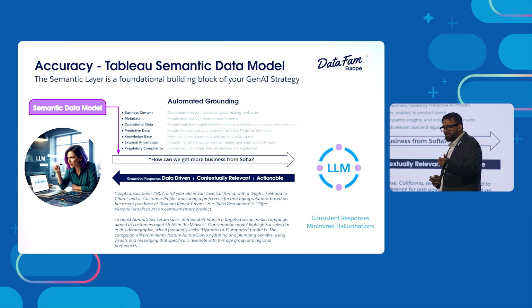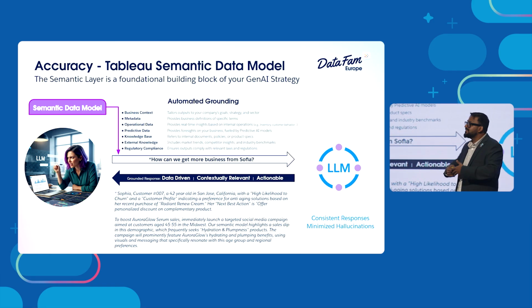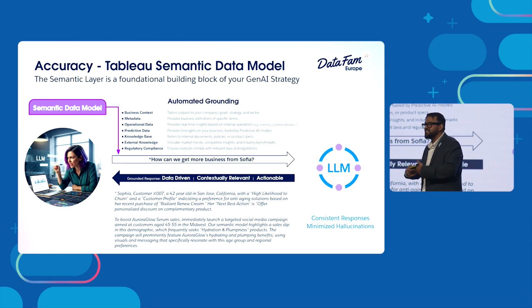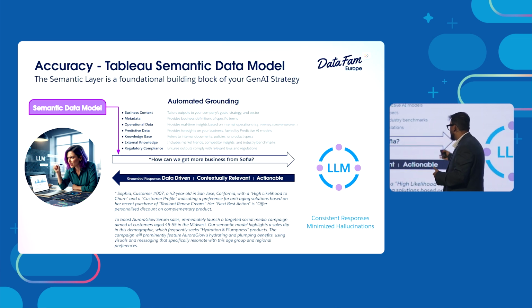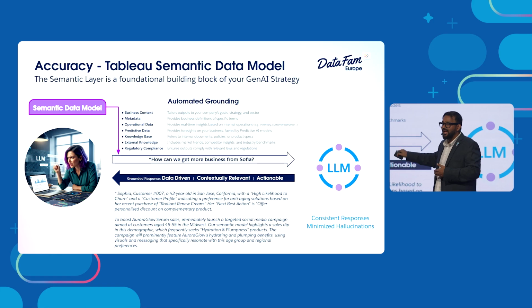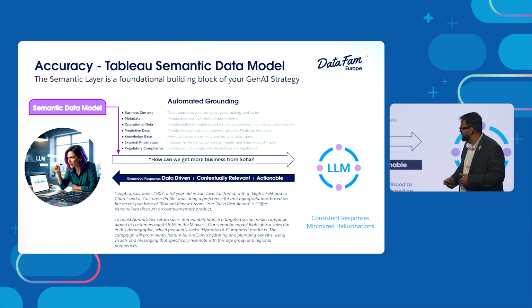It tells me that Sophia, who's a customer number whatever, and where she lives, and what is her likelihood to churn, and what is she interested in. And this is how you should proceed next. What is the next product that I should be selling to her? This is a much better response and more actionable and more likely to get value. The value proposition, the value gap gets filled here.